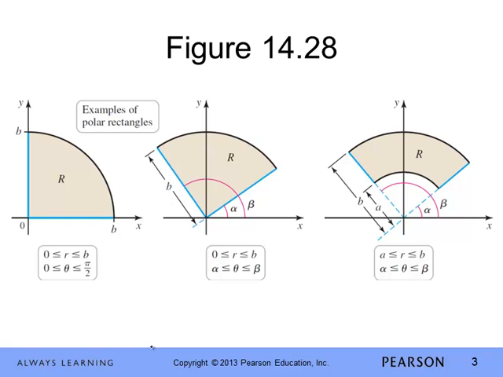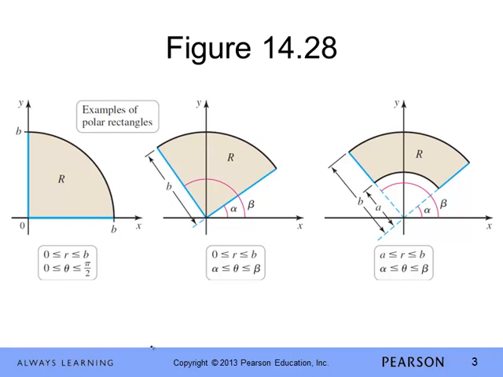It turns out that sectors, all of the different flavors of sectors, are what are known as polar rectangles. Now, what do we mean by polar rectangles? Well, in the Cartesian x and y plane, the rectangle is such that the variable x varies between a constant value and another constant value, and the y-coordinate varies between two constant values as well.